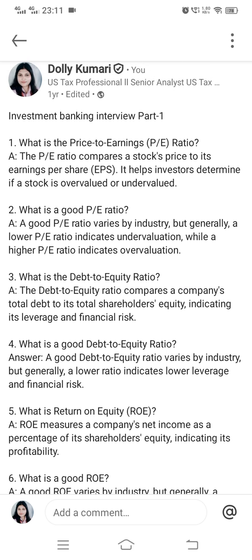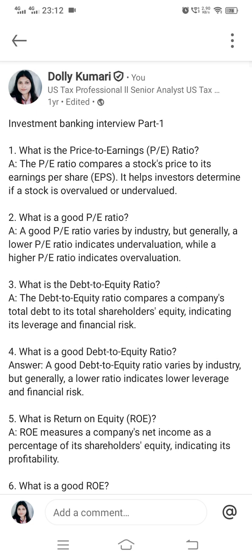I'll start with the first question: what is the price earning ratio, also known as the P/E ratio? The P/E ratio compares a stock price to its earnings per share. Whatever the stock price is, it compares to the earnings we are getting from that share. It helps investors determine if a stock is overvalued or undervalued.